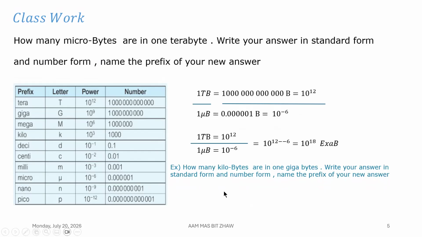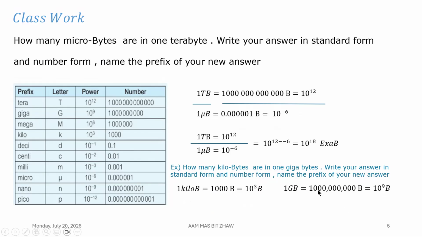You can do this example also. This is a very easy question. It's very clear. How many kilobytes are in a gigabyte? The gigabyte has 10 to the power 9 bytes, and the kilobyte has 1,000 bytes. So you write 1 kilobyte is 1,000 bytes, which is the number form, and this is the power form, standard form. 1 gigabyte is 1,000 million bytes, 10 to the power 9.